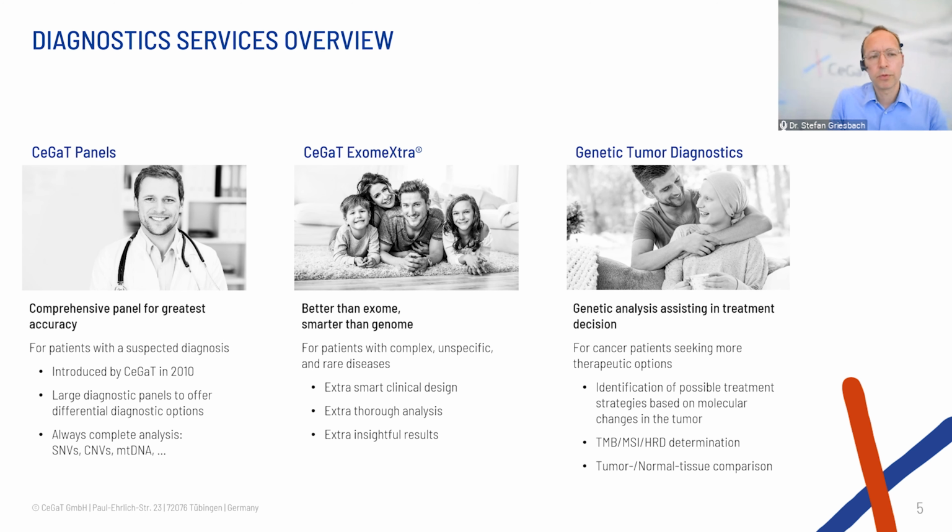When we look at our overall service overview, on the left-hand side we have our germline part, which is CGAT panels, dedicated gene lists that are curated for specific phenotypes, like, as I just mentioned, epilepsy diseases or retinal diseases. We have them for many more. We then have our CGAT exome extra, which we believe is the best exome diagnostics currently available for patients. But again, today we want to focus on genetic tumor diagnostics, assisting you, the oncologists, in making treatment decisions for your patients.